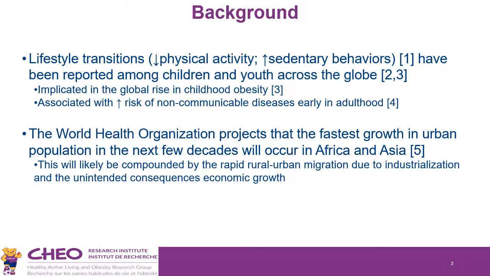The World Health Organization projects that the fastest growth in urban population in the next few decades will occur in Africa and Asia, because in most of the countries in these parts of the world, there's a lot of rural to urban migration due to industrialization and the unintended consequences of economic growth. So people are going to look for opportunity in cities. There are probably factories and job opportunities and such.